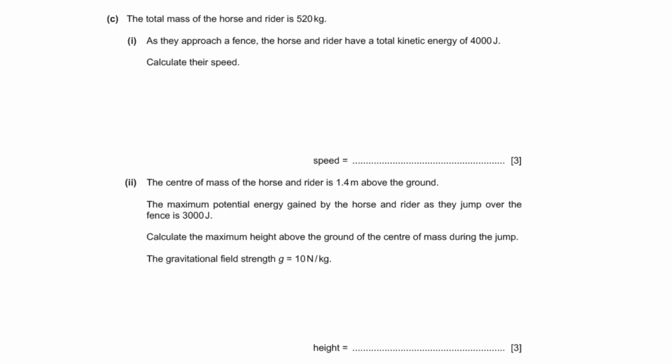Next part, let's say the total mass of horse is 520 kilograms. As they approach the fence, the horse and the rider have total kinetic energy of this. Calculate the speed. So remember, kinetic energy KE equals half mv square. So we can easily say that kinetic energy is 4000 joules. 1 by 2, mass is 520. Remember, mass of horse and rider combined mass is given, so that is fine. V square. So V, we can find out V from this equation.